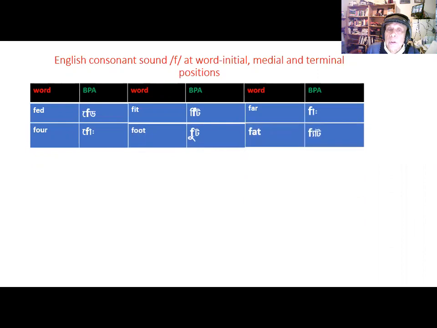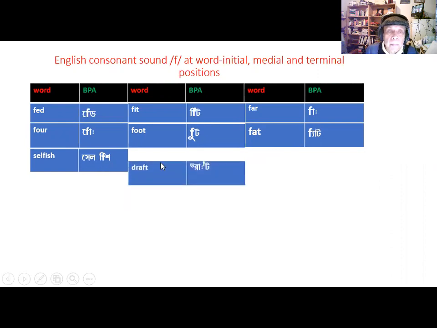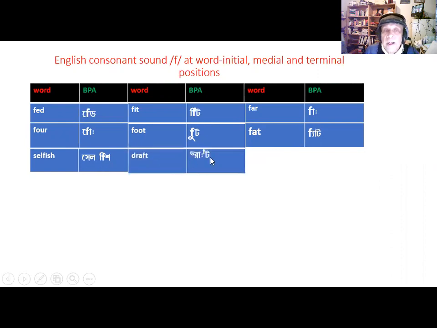Foot. Fat. In this word, selfish, the f sound comes in the middle, selfish. Draft, here again, the f sound comes in the middle before the t sound, draft. In this, the f sound comes at the end of the word, knife.